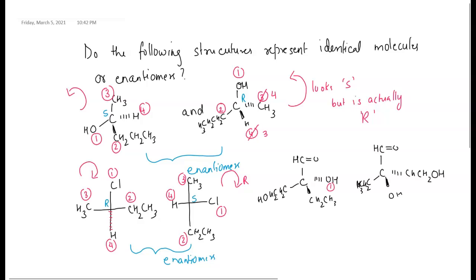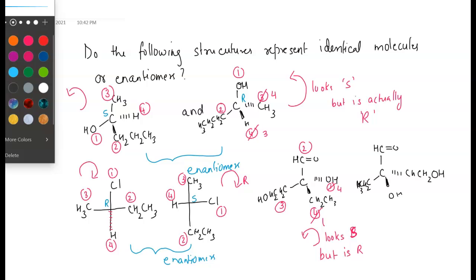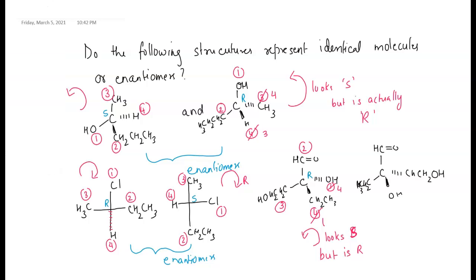OH is still number 1. This is number 2. Here this becomes number 3, and this becomes my number 4. So before we move, we have to do the swap because the lowest priority is not at the back. So I'm going to put 1 here and 4 here. And now I go from 1 to 2 to 3, right? I'm going this way, 1 to 2 to 3. So it looks S because see, it's an anti-clockwise, right? Looks S, but is R. Okay, so that is, this carbon atom has a R configuration.